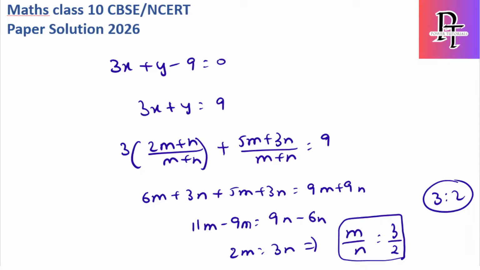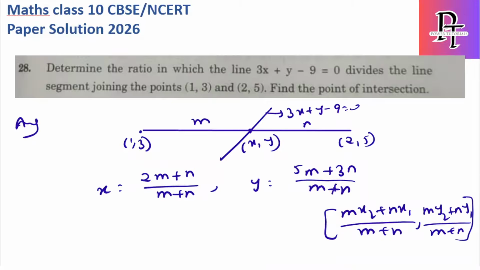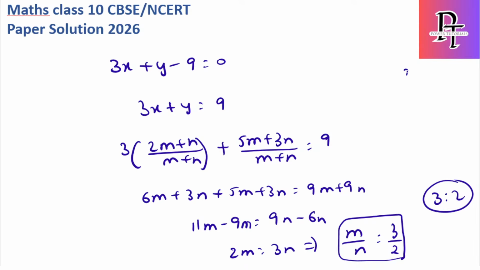If you want, you can also cross-check whether this answer is correct, because this point should satisfy the equation. Let's get the x and y values by taking m as 3 and n as 2. The x value I'll get as (2 into 3 plus 2) by 5, and the y value is (5 into 3 plus 3 into 2) by 5. So this becomes 6 plus 2 is 8 by 5, and 15 plus 6 is 21 by 5. So the point is (8/5, 21/5).